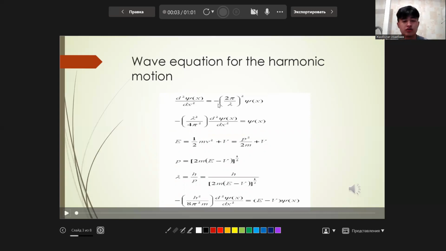Here you notice that the main formulation: one half mv square plus v equals p square over 2m plus v. We have a result formulation here: minus (h square over 8p square m) times d square psi(x) over dx square equals (E minus V) times psi(x).